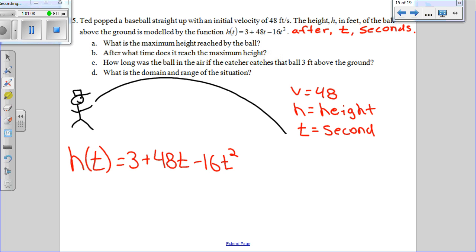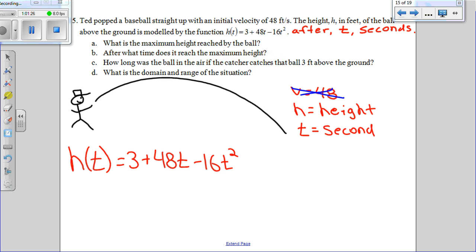And the best way to understand it's a distraction is to understand what's in your equation. H and T, that's it. Height, time. That's the only two things we're working with. We don't work with speed at all. Now we can start answering questions.